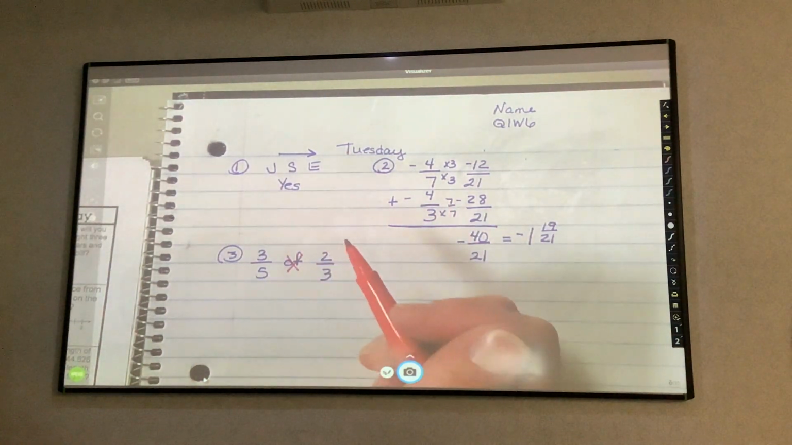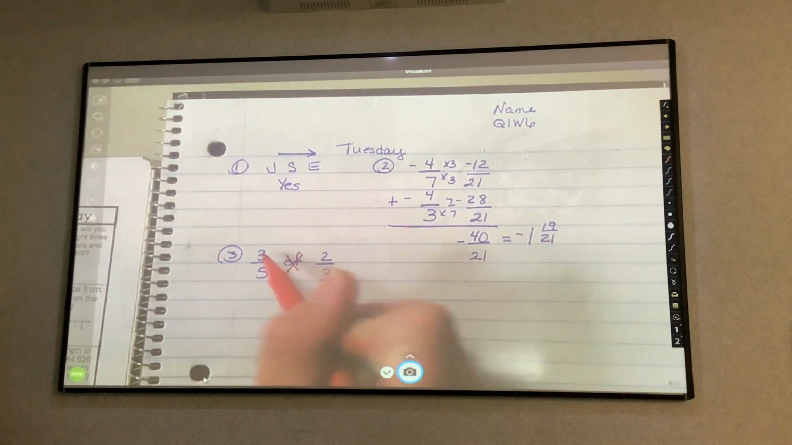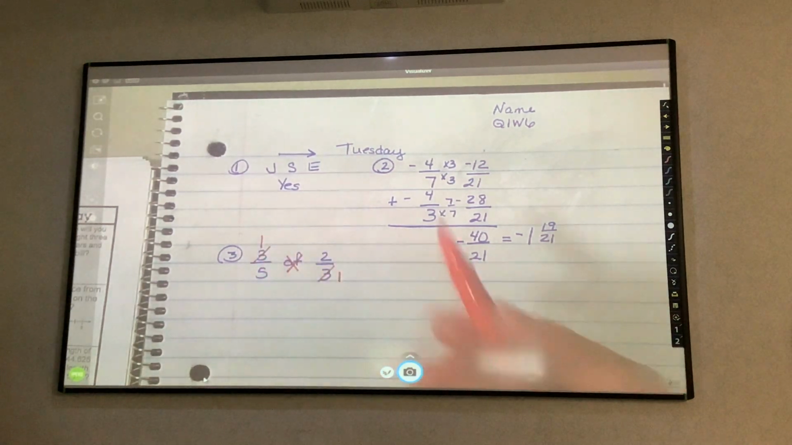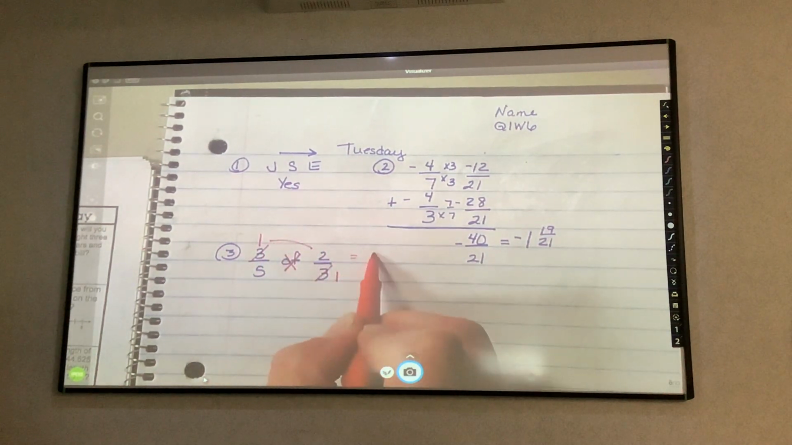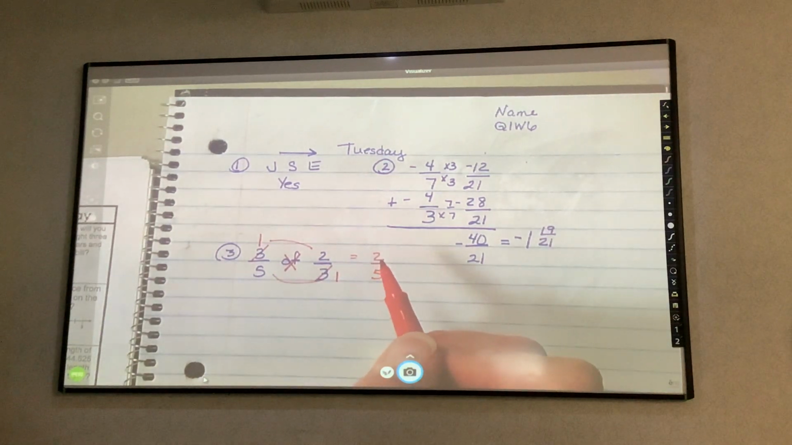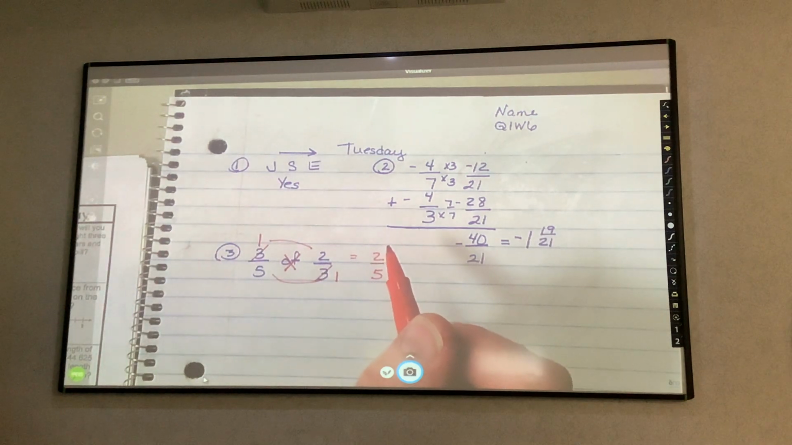And I'm going to do what? I'm going to cross cancel by 3's. So I get 1 times 2 is 2, 5 times 1 is 5. Okay? So I got 2/5, right?